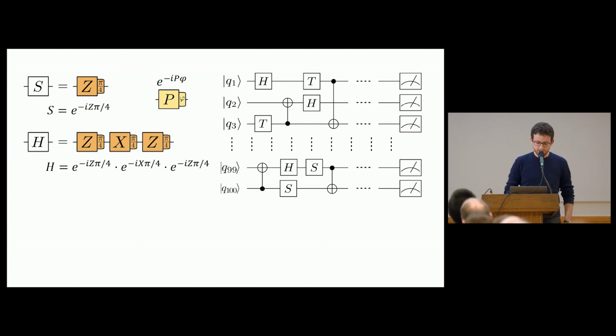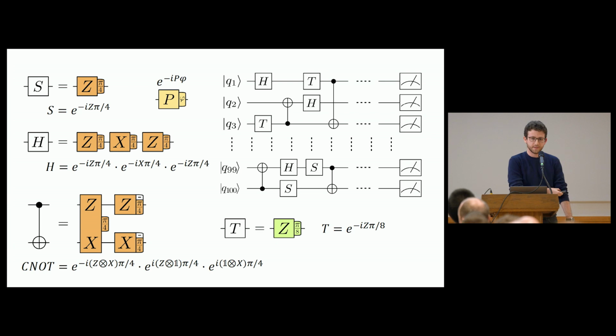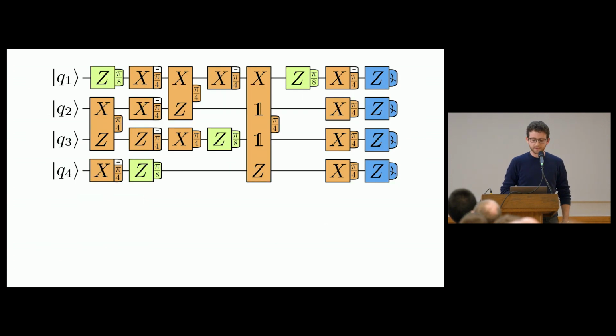The CNOT gate, just like the previous 2 gates, is a Clifford gate, so it can also be expressed in terms of pi over 4 rotations, but it's a 2-qubit gate. So it involves this 2-qubit rotation, which is this ZX rotation. So the Pauli operator of the rotation is Z times X. And then there are 2 single qubit rotations, Z minus pi over 4 and X minus pi over 4. And the T gate is a Z pi over 8 rotation. So a generic 4-qubit circuit could look something like this.